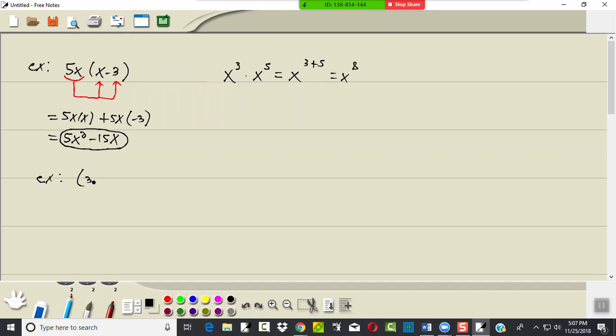Now let's take a look at 3x minus 2 times x plus 5. We're going to multiply these together. Notice here we've got two terms in this parentheses, and we've got two terms in this parentheses. So we're going to take our first term in the first set of parentheses, the 3x. We'll multiply it times each term over here.